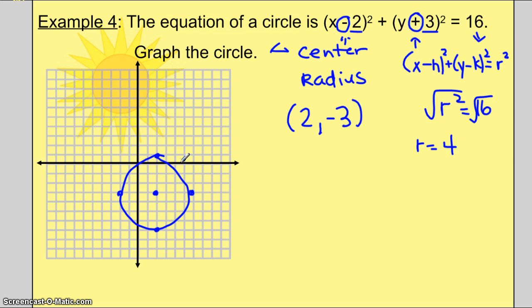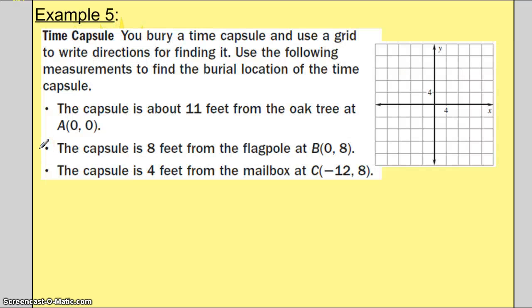That's a good circle. All right, one more problem. You bury a time capsule and you use a grid to write down the directions for finding it. Because you've got to find it when you are old. So use the following measurements to find the burial location of the time capsule. So what we're going to do is pause this and give you a second to see if you can try and figure out this problem.